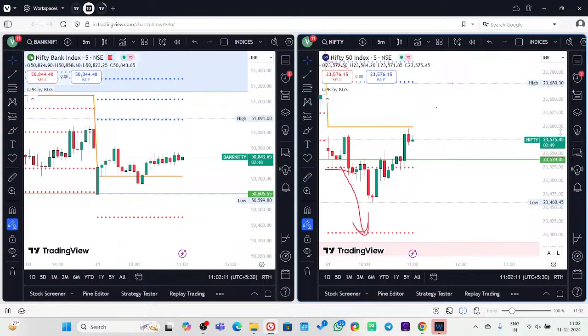And journal your trades. What are the strategies you are trading? What are the stocks or the indices you are trading? You have to look after every single aspect of day trading.